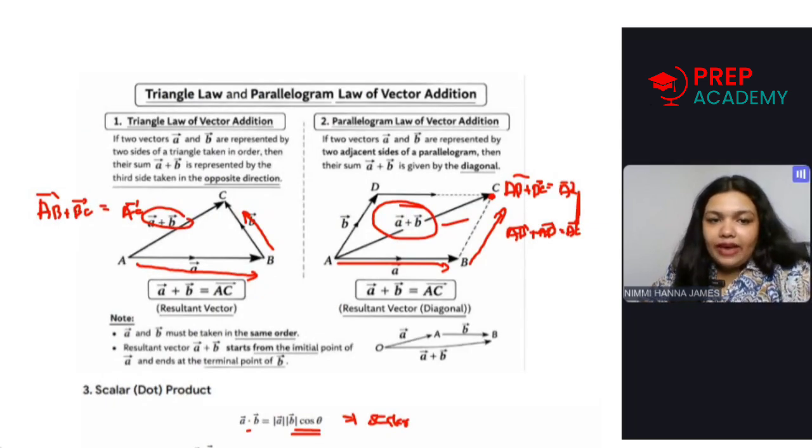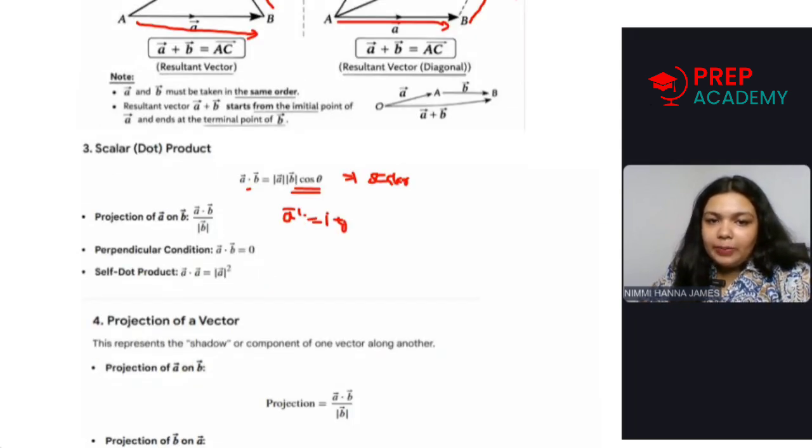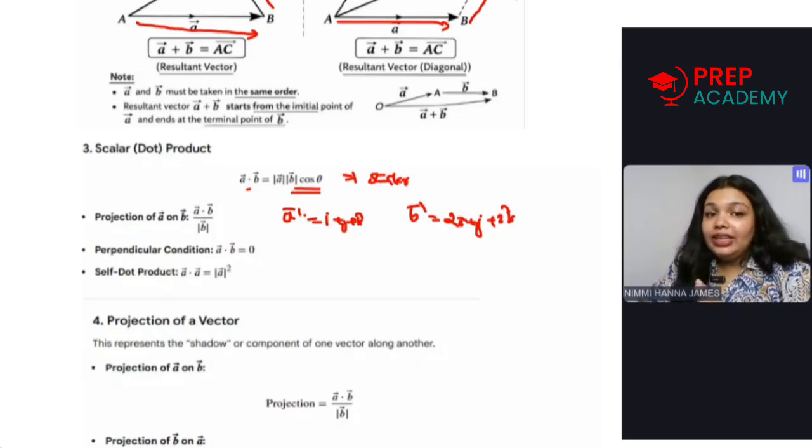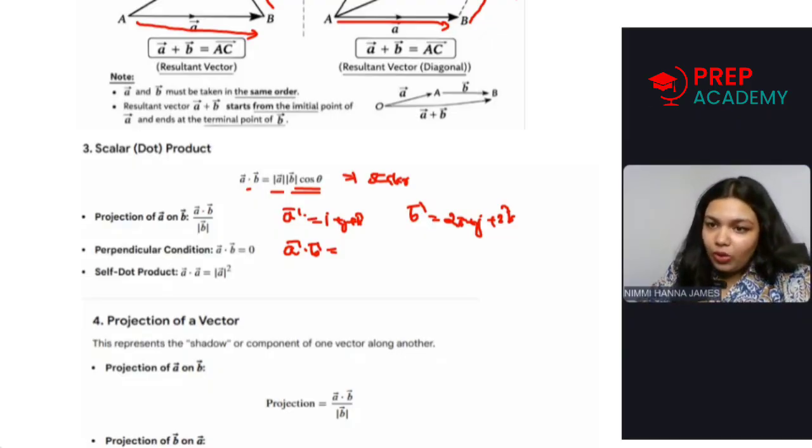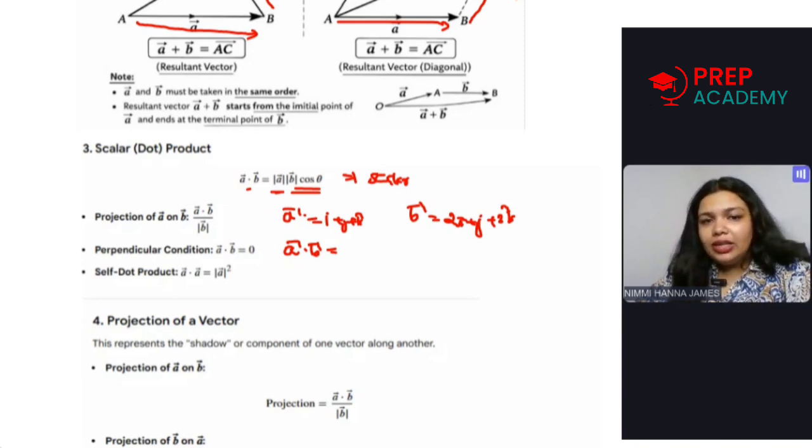Say we have two vectors, A is equal to i plus j plus k, and B vector is 2i plus j plus 3k. These are the two vectors. I want to find A dot B. There are two ways, actually. You can apply the definition, which is mod A mod B cos theta. If we know theta, the angle between these two, we can directly use this. We can find mod A, then mod B, and then cos theta, then multiply it all.